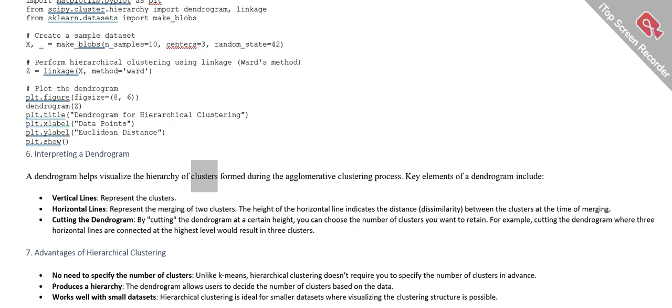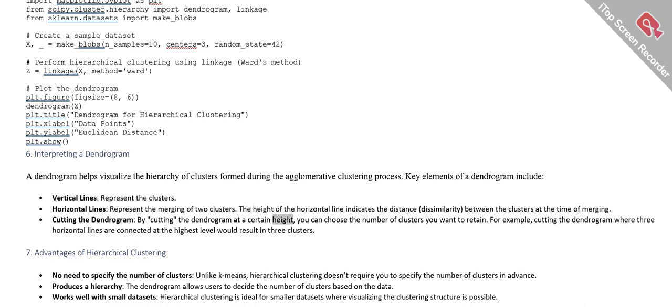A dendrogram helps visualize the hierarchy of clusters formed during the agglomerative clustering process. Key elements of a dendrogram include vertical lines, which represent the clusters. Horizontal lines represent the merging of two clusters. The height of the horizontal line indicates the distance, dissimilarity, between the clusters at the time of merging.